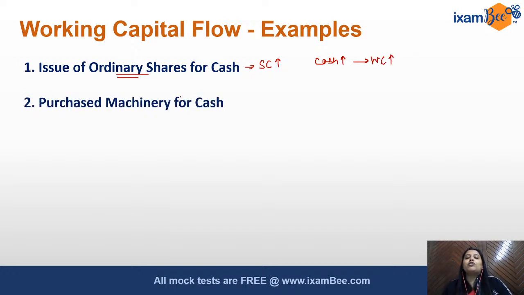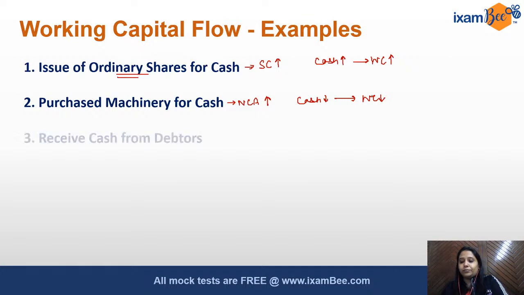Second example is purchase of machinery for cash. One effect is that non-current assets will go up, and the other effect is that cash, as a current asset, would go down. Again, working capital would decrease.